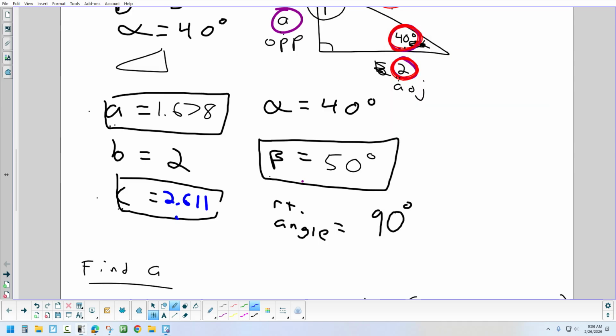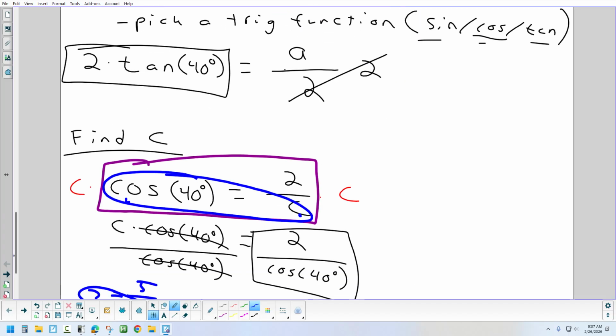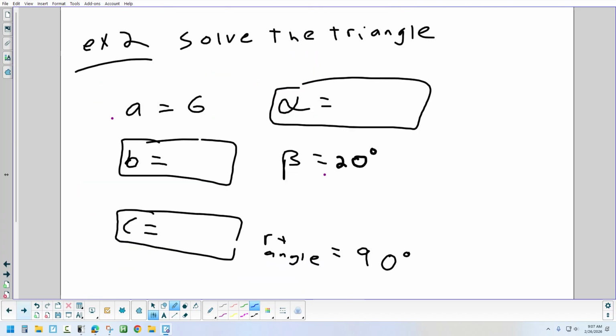The other thing that you can always look at quickly is the biggest side always should match up with the biggest angle, and the shortest side should match up with the smallest angle. If that doesn't happen, then something is definitely wrong. It's something you can check very, very quickly. So let's try one more where I give you a side and an angle, and then we'll try the type where I give you two sides.